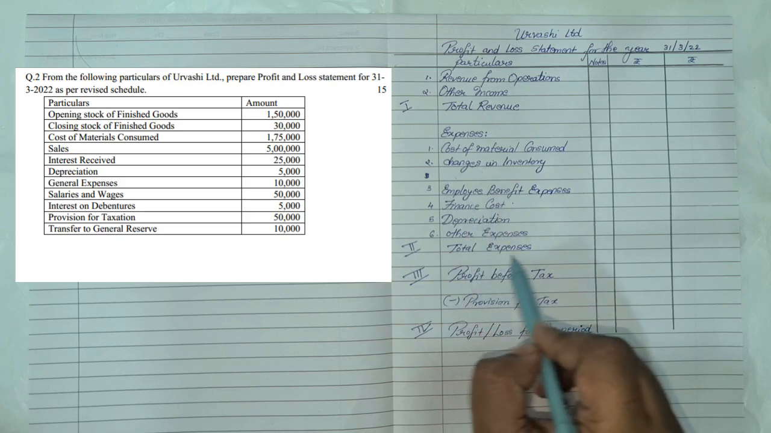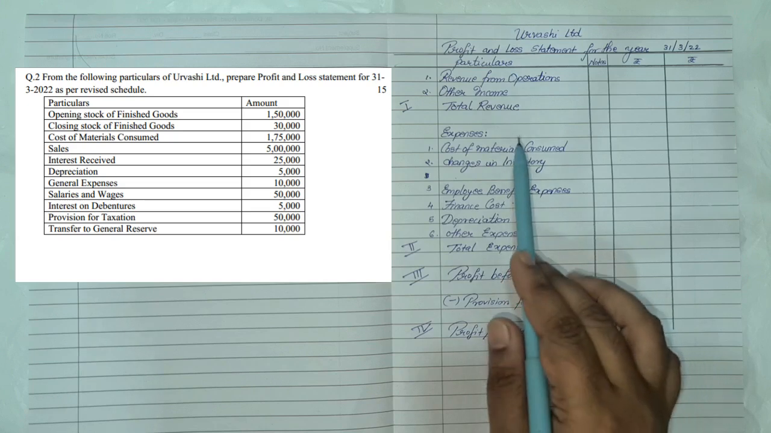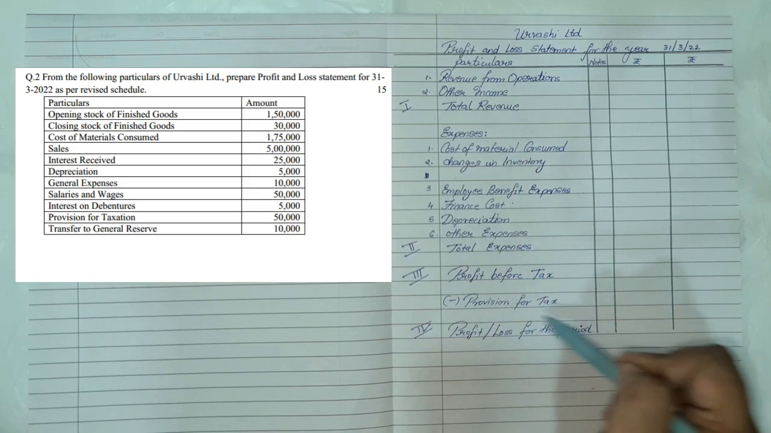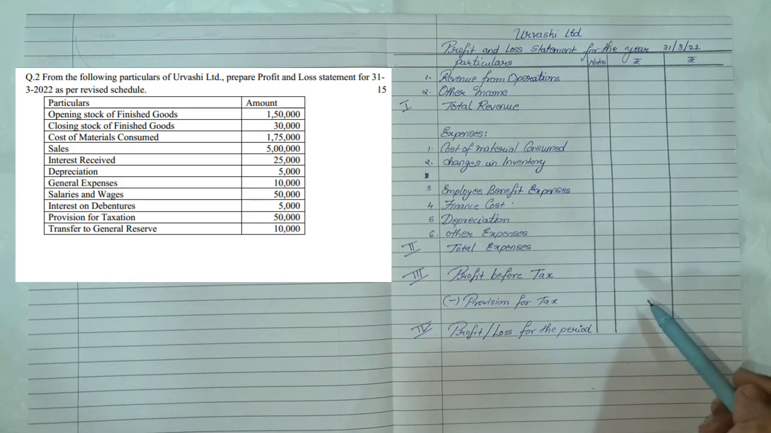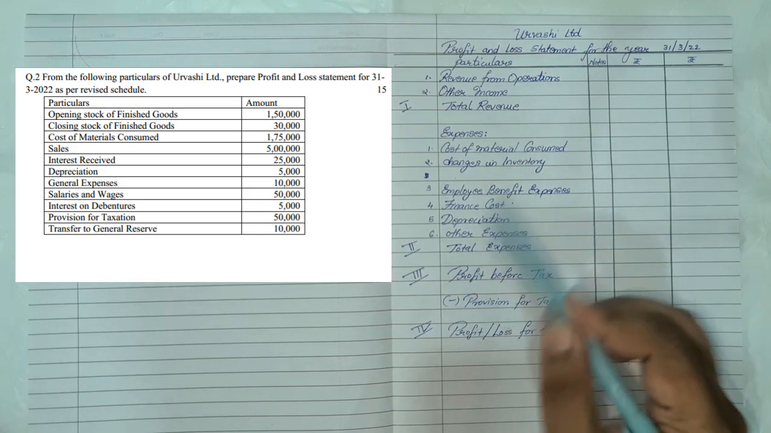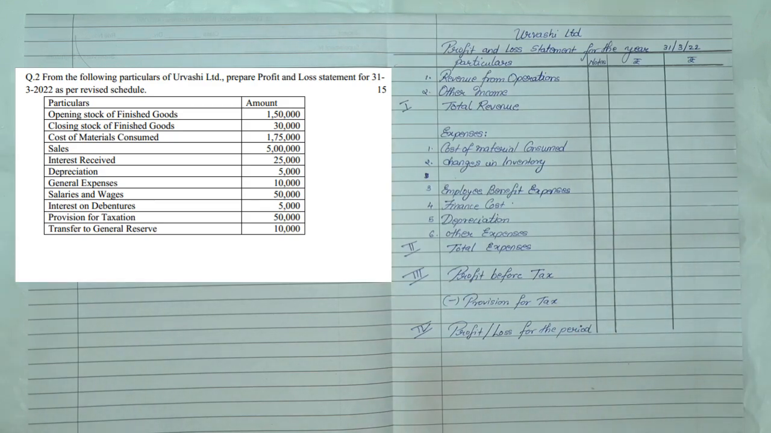We add up all the expenses and we get total expenses. Next is profit before tax, that is revenue minus total expenses, less provision for tax will give you profit and loss for the period. So this is the basic format of your P&L statement. First you need to note down the statement, and now we will start noting down one by one what all things have been provided in the question and how and where to place them. Any heading which has more than one entry, we will prepare a note for that. Okay, let's start one by one.